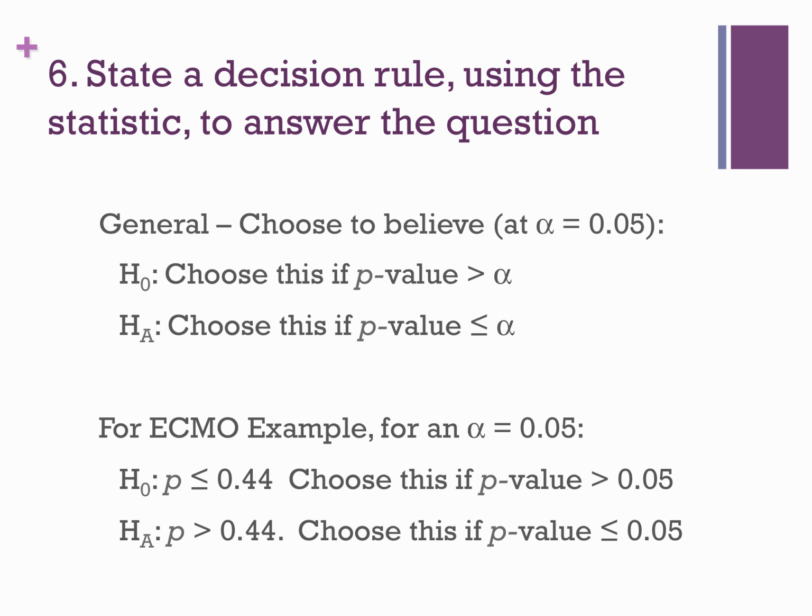We can now state our decision rule in step 6. We will choose our null if our p-value is large. We will choose our alternative if our p-value is small. For ECMO and an alpha of 0.05, we will choose our null, that the proportion of survival is less than or equal to 0.44, if our p-value is greater than 0.05. We will choose the alternative, that our proportion is greater than 0.44, if our p-value is less than or equal to 0.05.